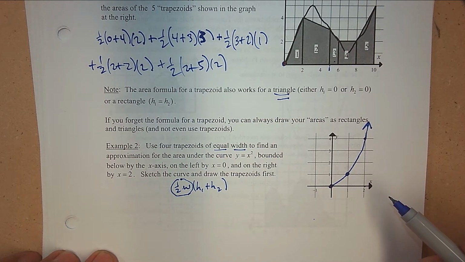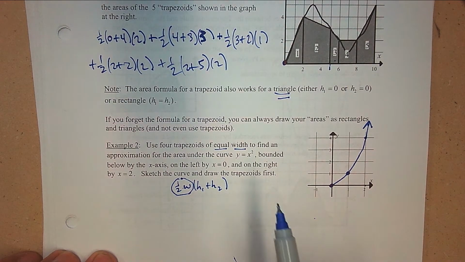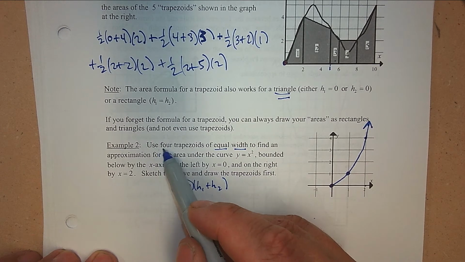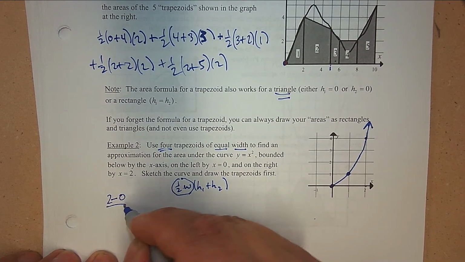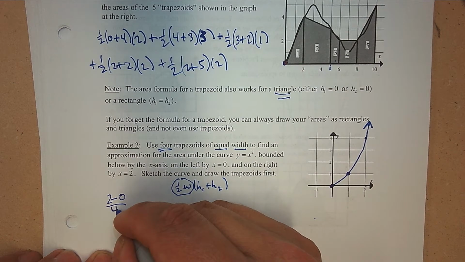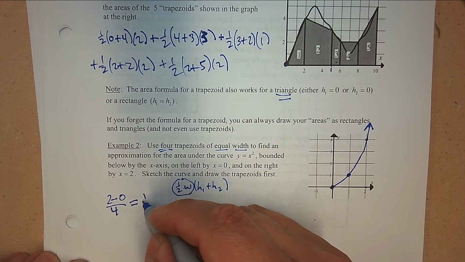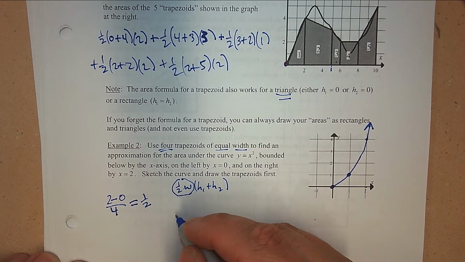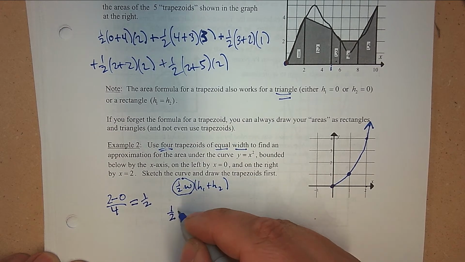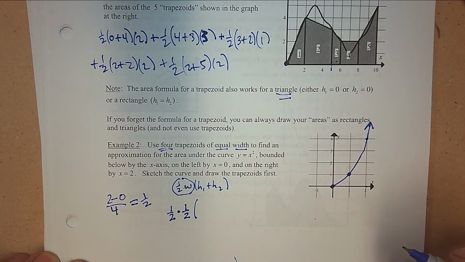So if I set this up, the width for each one, and it says 4 trapezoids. The upper bound is 2, the lower bound is 0, and we want 4 trapezoids. So what would be the width for each one? 2 take away 0 divided by 4, we're going to reduce it down. It's 1/2. So the formula is 1/2. The width for every one is 1/2. And now we're going to go one trapezoid at a time.